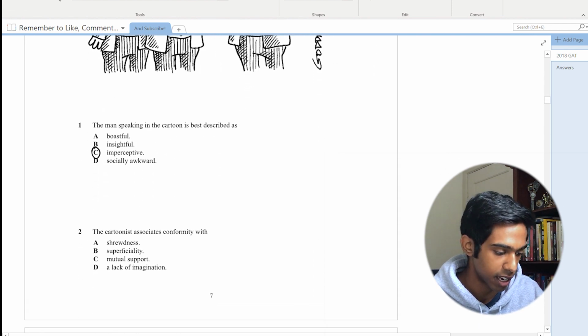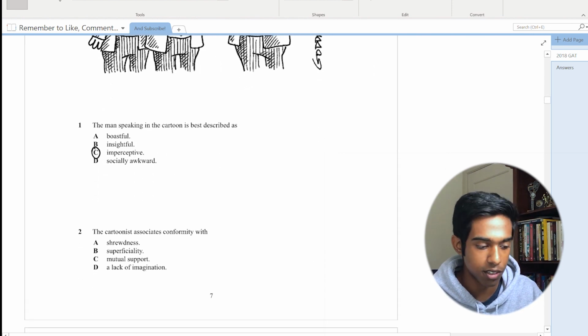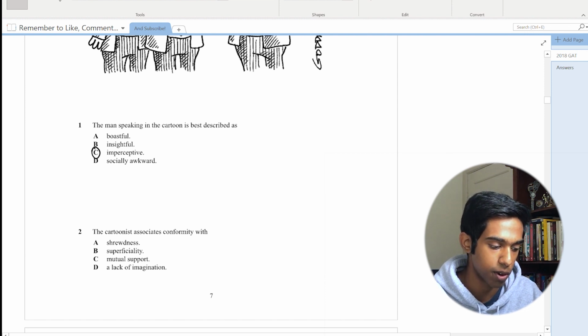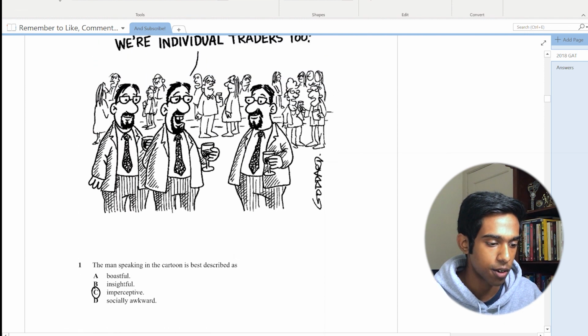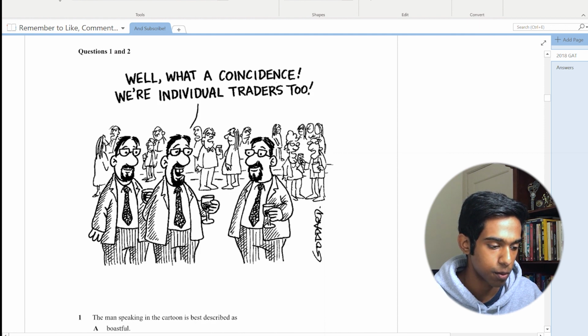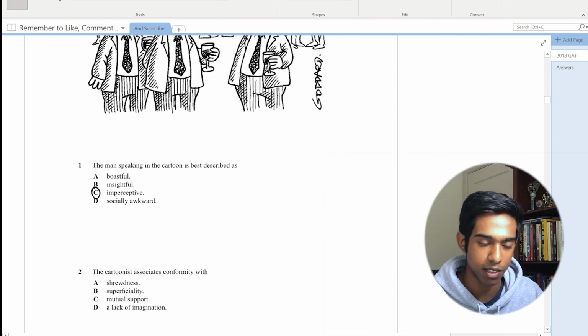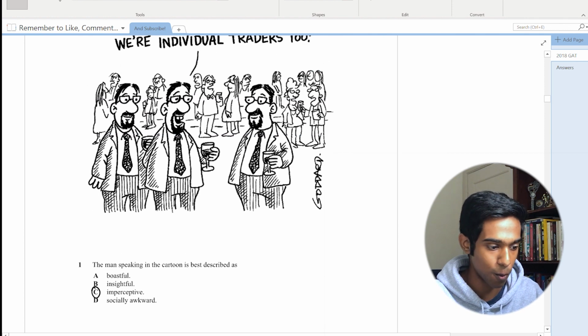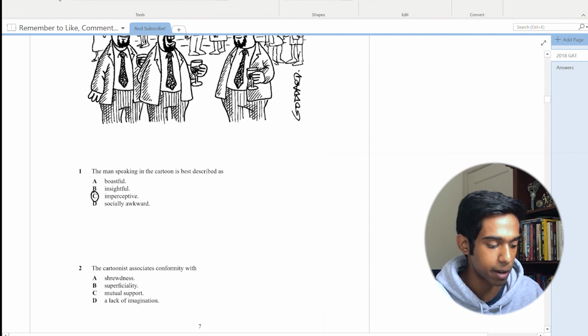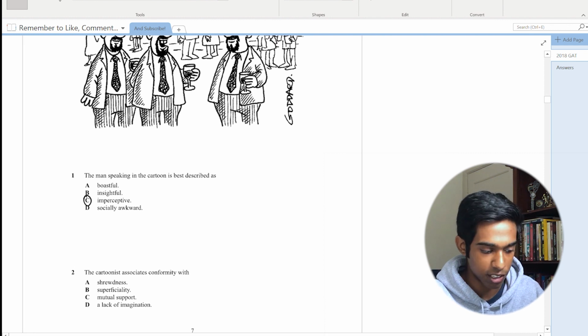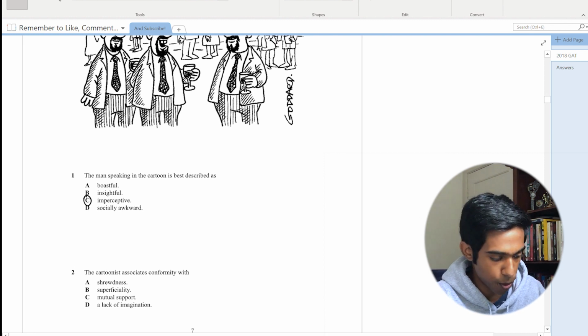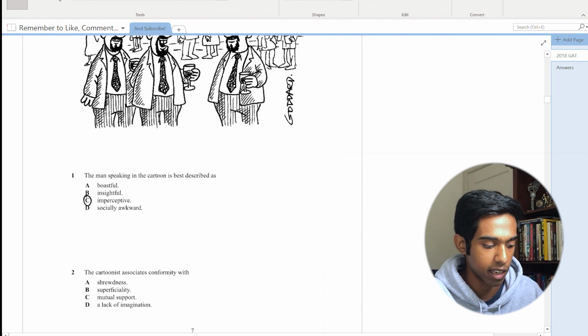Now with the second question, we've got the cartoonist associates conformity with shrewdness, superficiality, mutual support, and a lack of imagination. I think this one's a bit harder, because sometimes I find these questions hard as well, just because I don't really know what they're actually going for. But I think straight away it's not shrewdness or mutual support. I'm leaning towards B or D, superficiality or a lack of imagination.